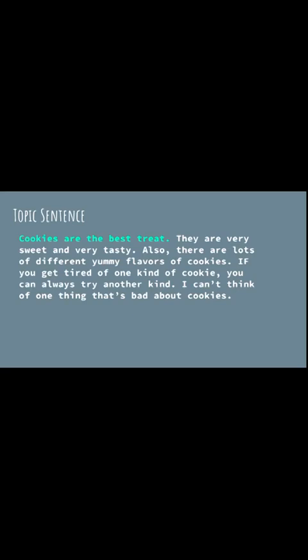Cookies are the best treat. They are very sweet and very tasty. Also, there are lots of different yummy flavors of cookies. If you get tired of one kind of cookie, you can always try another kind. I can't think of one thing that's bad about cookies. Do you think that's a good topic sentence? Cookies are the best treat? Yeah, I think so. Okay, cookies are the best treat. We know that we're going to be reading a paragraph about why cookies are the best treat.